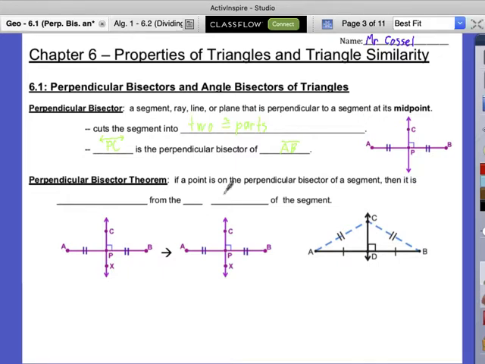Perpendicular bisector theorem. If a point is on the perpendicular bisector of a segment, then it is equidistant, which means the same distance, from the two endpoints of the segment. Equidistant.